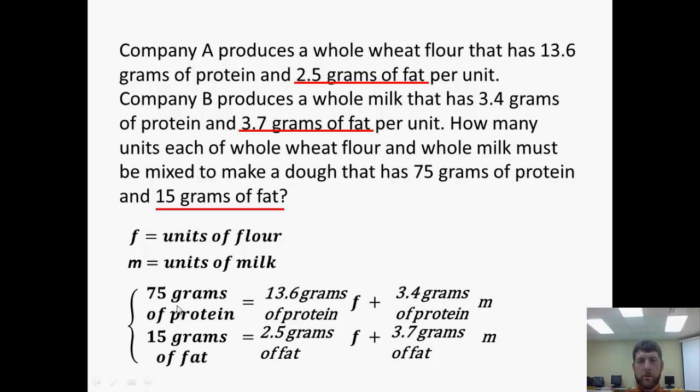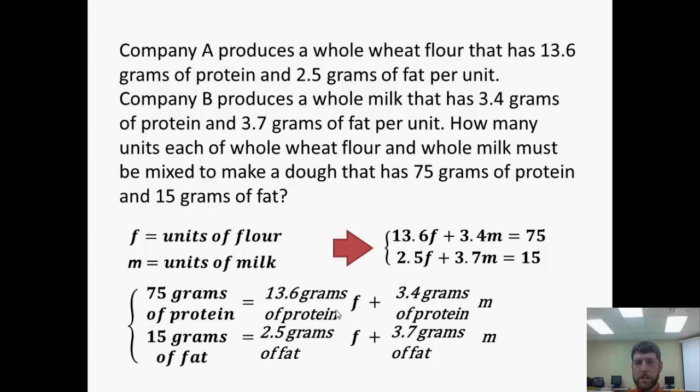Let the units do the work for you. If you will clearly identify your variables in the beginning and be specific to units, and you will write the words in there for each of these, it becomes very obvious how to set each of these up. Clean it up to turn it into a system that we can solve. 13.6F plus 3.4M equals 75, and 2.5F plus 3.7M equals 15.